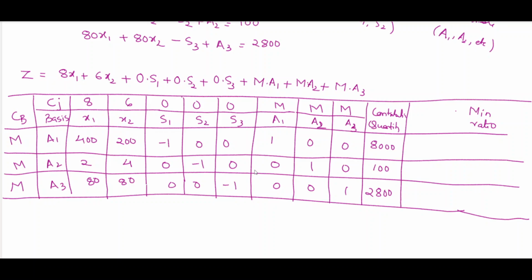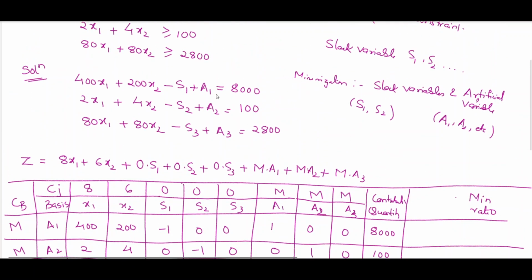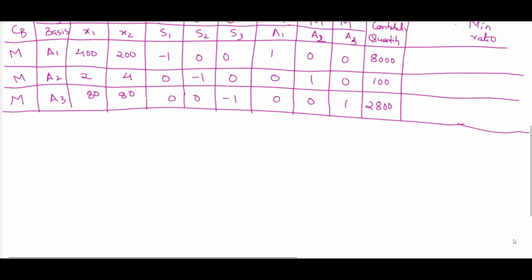Then this is the identity matrix. From here to here, and here to here, this is the identity matrix. Here there are two identity matrices, but in the case of a maximization problem there used to be only one identity matrix of 1 0 0, 0 1 0, 0 0 1. And the second last column is the contribution quantity. It is the contribution made by your constraints. So now we will work out the problem, the same process. The minimum ratio we will work out later on.